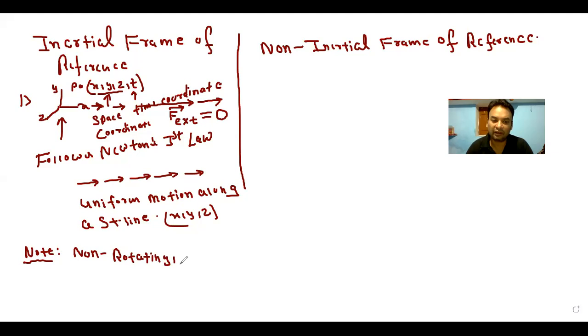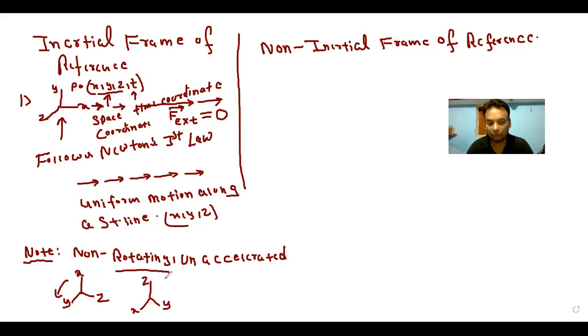Non-rotating, and second, unaccelerated. There should not be any acceleration. If the frame rotates, it changes its coordinates: x becomes here, y becomes here, z becomes here. So it is rotating in the anti-clockwise direction. Or if it rotates in the clockwise direction, this becomes x, this becomes y, this becomes z. If any type of clockwise or anti-clockwise rotation is there in the frame of reference, it is not an inertial frame. So it should not rotate.